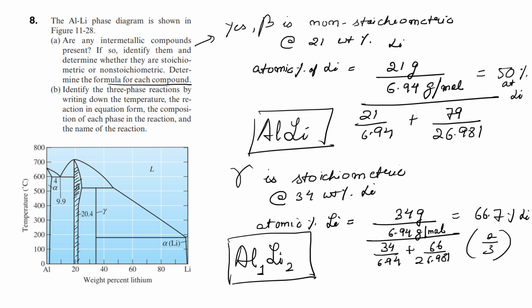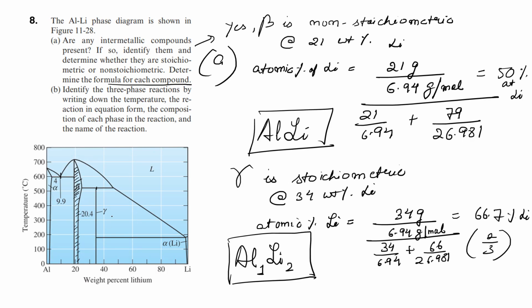Okay. So the second question asks us to identify the phase reactions. So identify the 3 phase reactions by writing down the temperature. We can see first there is a eutectic point, and second there is a peritectic point. This is a peritectic point here, and third we have another eutectic very close to here, right? So just write them down, whatever we see.